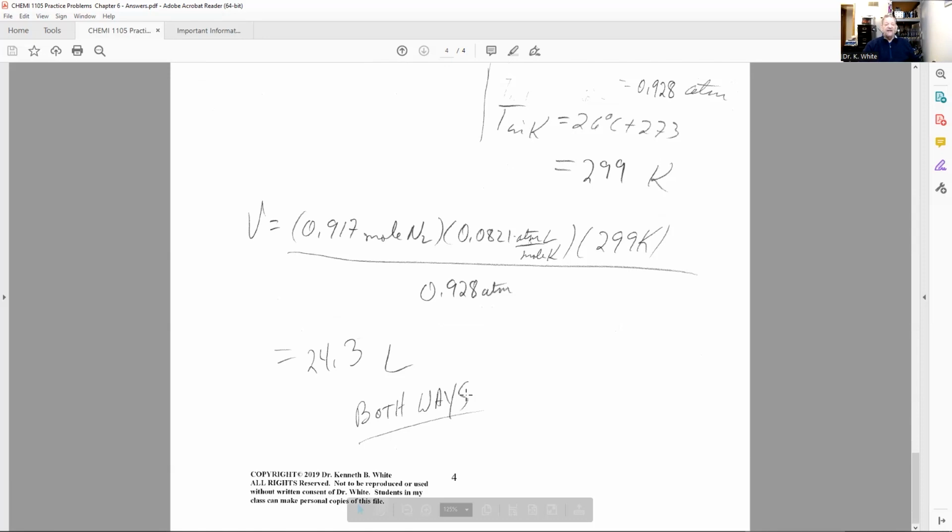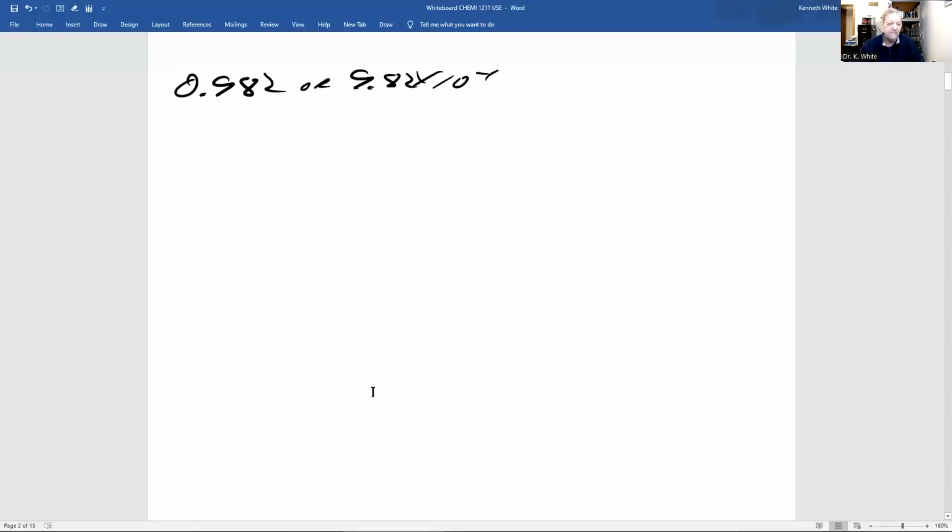And once again, if you round off at the very end or at each step, like Dr. White does, you get the same answer. And that would be 24.3 liters. And if your calculator was set to scientific notation, that would be your answer.